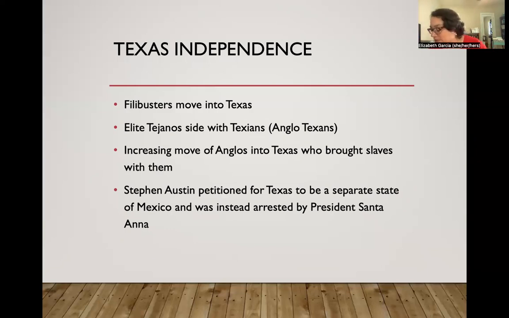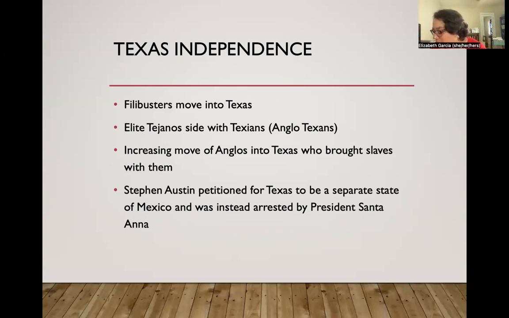And so we begin to see these filibustering expeditions into Texas during this time, where Americans would seize lands owned by Tejanos, forcing Mexico to set up more military garrisons to try to quell the encroachment of Americans. And so this starts to create a tension between the Tejanos or Mexicans in Texas that were already there and the Anglos that are starting to move in.